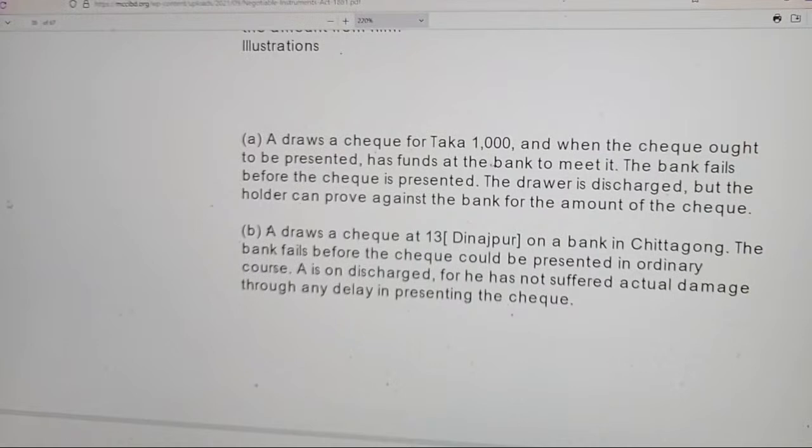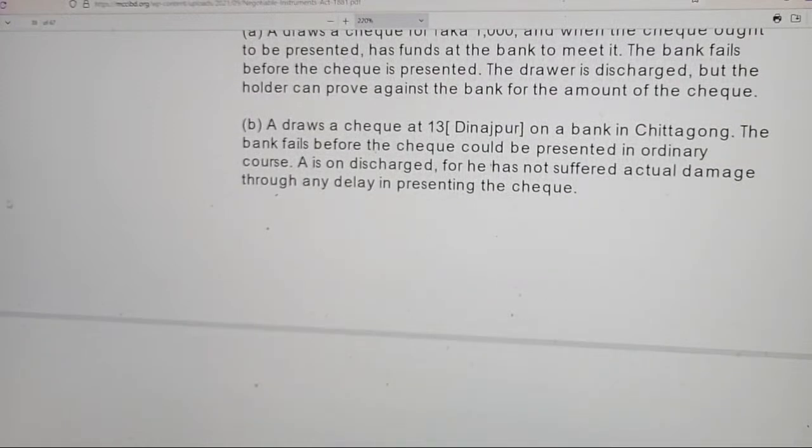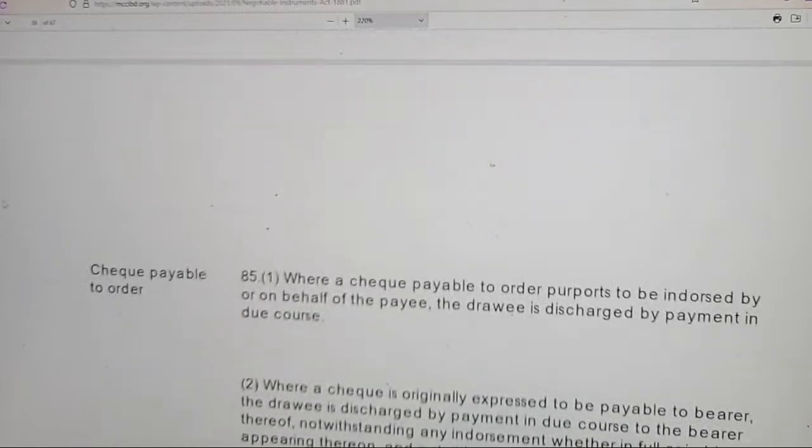The drawer is discharged, but the holder can prove against the bank for the amount of the check. B. A draws a check at Chittagong on a bank of Chittagong. The bank fails before the check could be presented in ordinary course. A is not discharged, for he has not suffered actual damage through any delay in presenting the check.